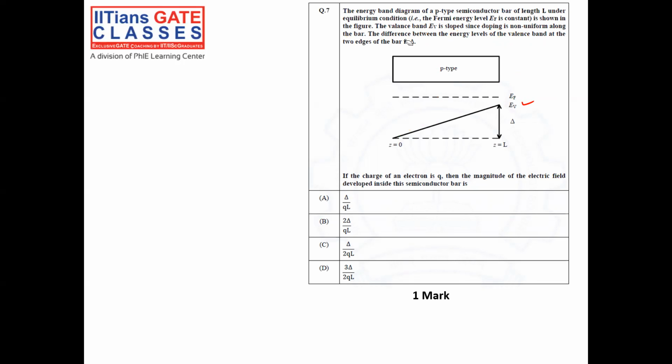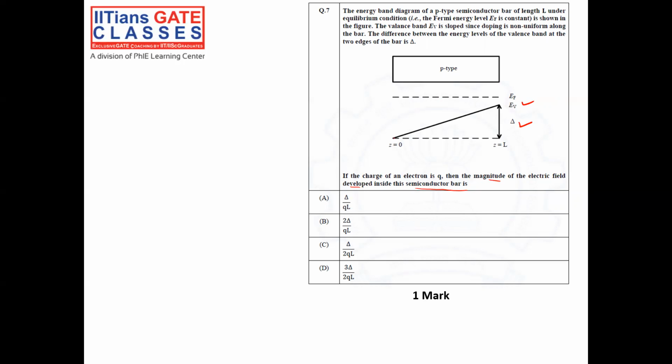So we have to understand, when doping is non-uniform, there will be a band bending of the valence band. And the difference between energy levels of the valence band at the two edges is delta. So at length 0 it is something, and at L it is something else. The difference is delta. So I have to calculate the electric field developed inside the semiconductor bar. First try to understand the question.